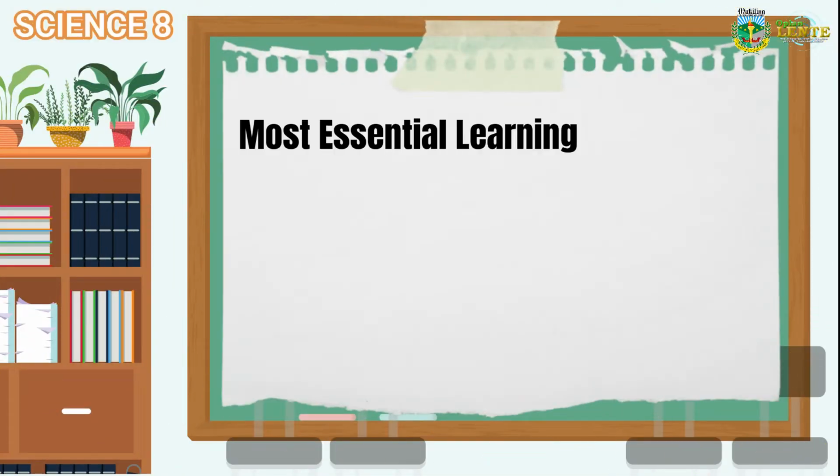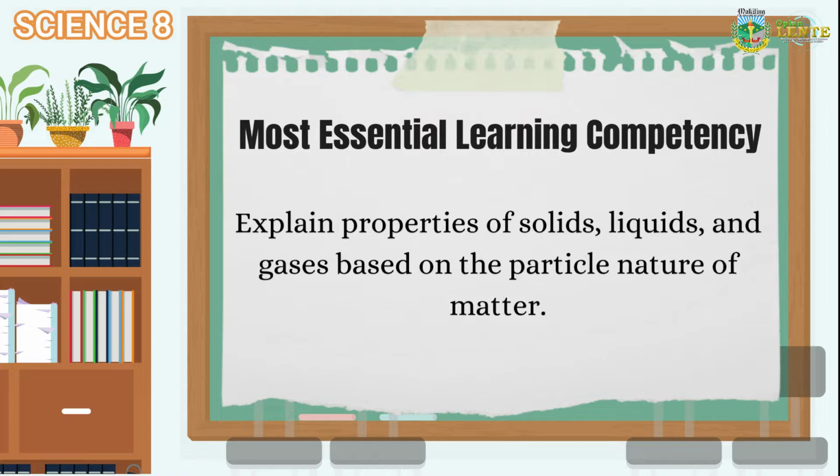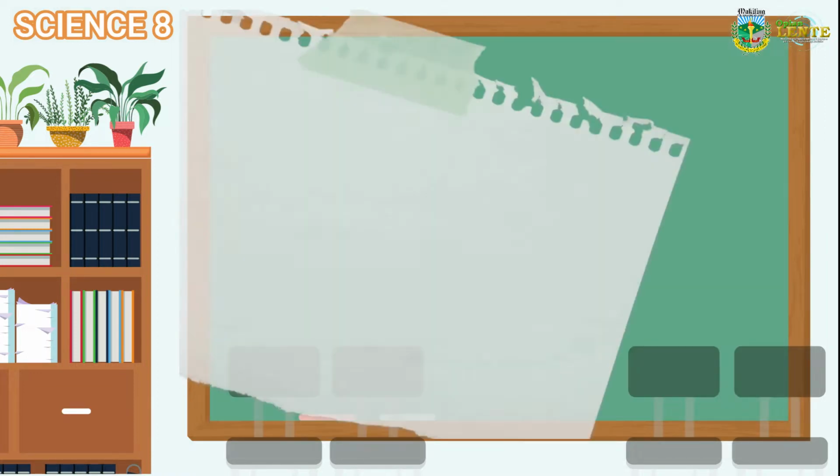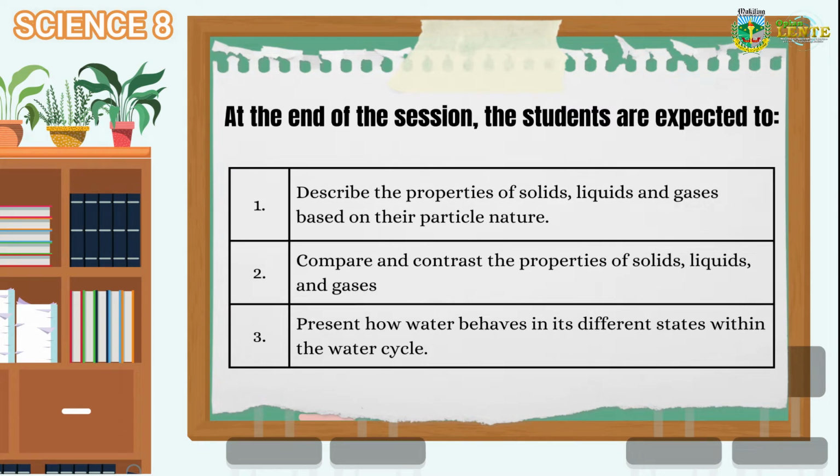Before we go to our discussion, let us read our MELCs, or most essential learning competency. Explain properties of solids, liquids, and gases based on the particle nature of matter. At the end of this lesson, you are expected to: 1. Describe the properties of solids, liquids, and gases based on their particle nature. 2. Compare and contrast the properties of solids, liquids, and gases. And 3. Present how water behaves in its different states within the water cycle.